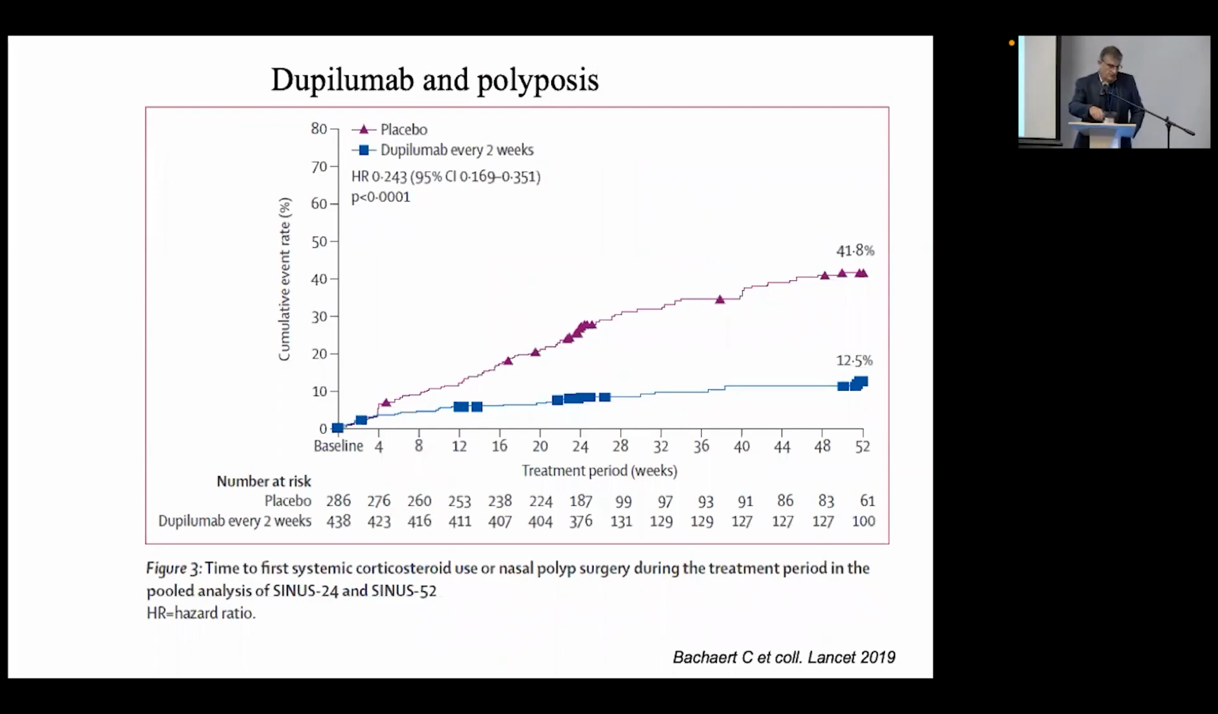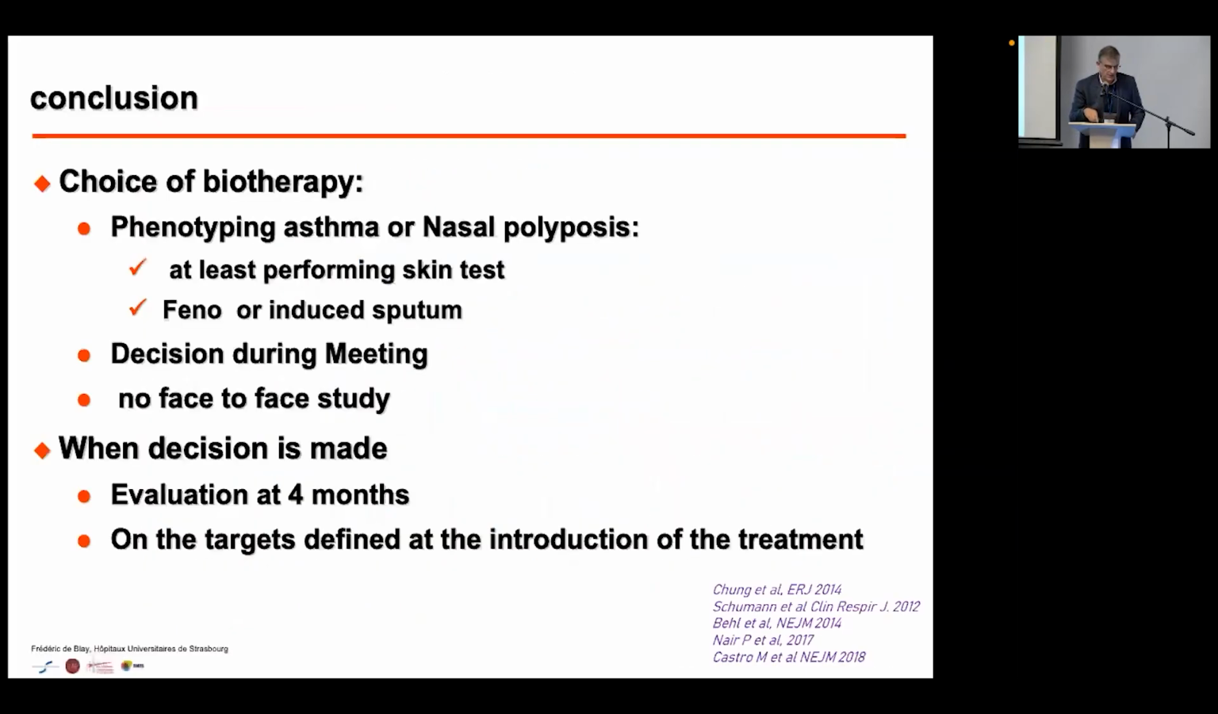And also you have the cumulative rate of the time to first systemic corticosteroid use or nasal polyp surgery during the treatment. And here again, you have an increase. You look at the placebo, and using dupilumab, you don't have an increase.